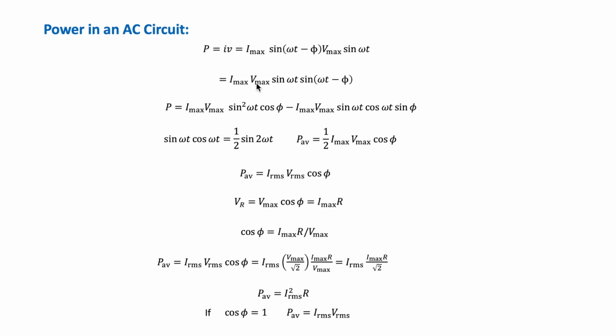To find the average power, we first write this instantaneous power this way. By opening the bracket, we get this expression. And then we take the average of this quantity over one or more cycles. Note here that I max, V max, phi, and omega are all constants. The average value of sine squared omega t is half. This expression can be written this way, and the average value of sine 2 omega t is 0.